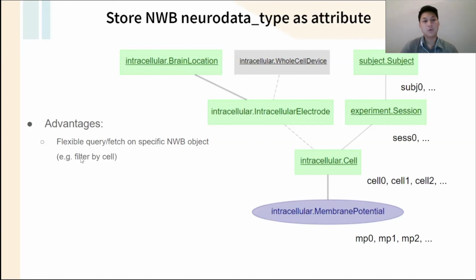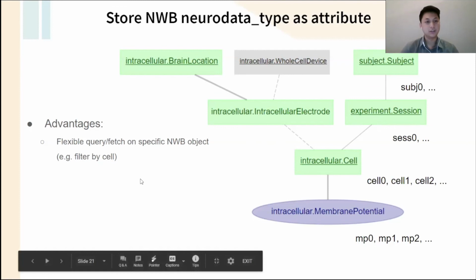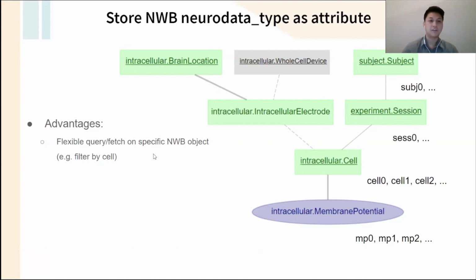Or if you want to filter by cell, you can restrict by these 20 cells that pass some criteria, and then you can just fetch back the membrane potential. So this allows for a much more fine-grained and flexible query level. And this design also is dynamic and can be adaptable to new data. So if you have new cells, you would have correspondingly new membrane potential that would be another NWB file stored externally but managed by DataJoint that has an external link pointing back to the corresponding sessions.